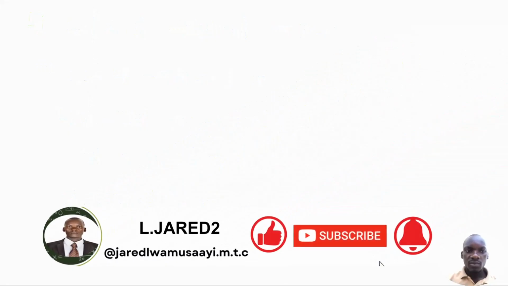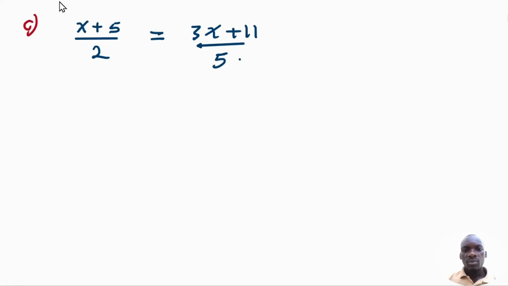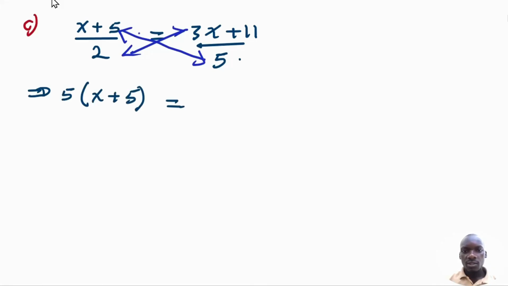Let us proceed to part C of our question. Part C is (x + 5)/2 = (3x + 11)/5. In here there are two methods. We can use the LCM method or start by cross multiplying. So let us cross multiply. This is going to multiply by that and also this by the 5. So the next step we have 5 multiplying (x + 5) equals 2 multiplying the whole of 3x + 11. So let us multiply out the products.